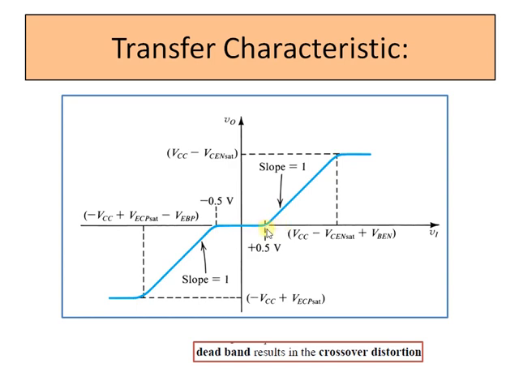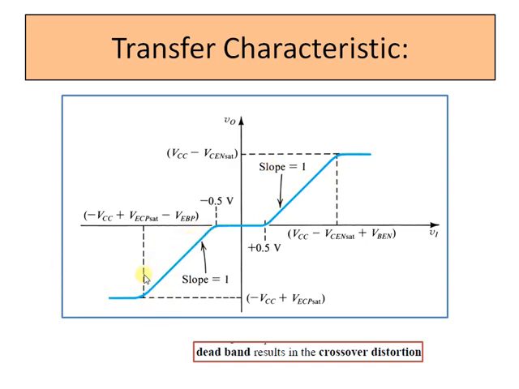When the input is between 0 and 0.5, the output is 0. When it exceeds 0.5, you have a linear graph with a slope equal to 1, and when it goes beyond -0.5, again you have a linear graph with a slope equal to 1. This part is because of the transistor Qn, whereas this part is because of the transistor Qp.